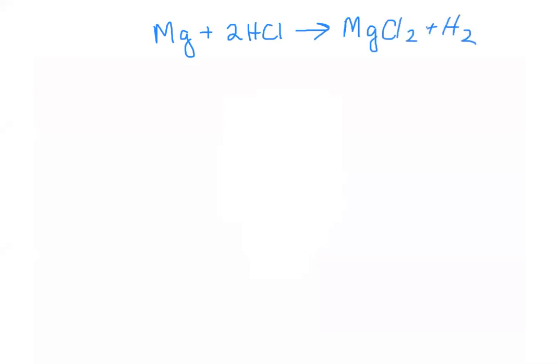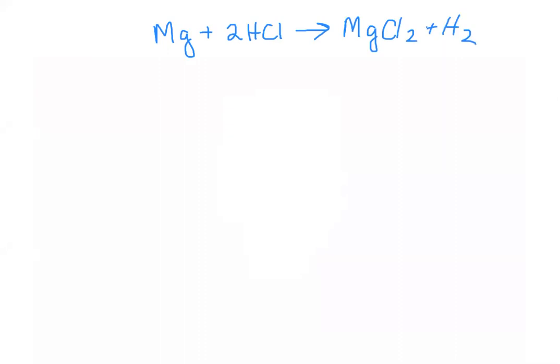All right, we're going to try it on here. You ready? Let's look at the equation. We got magnesium plus 2HCl, and that gives us MgCl2 plus H2. Okay, that's balanced. Remember, you always have to start with a balanced equation.